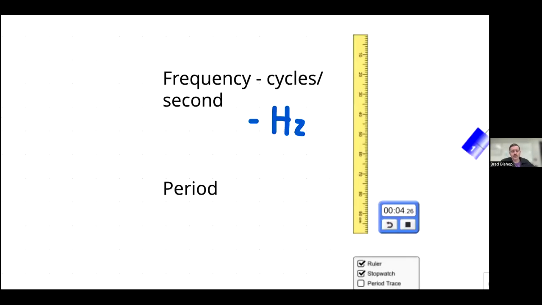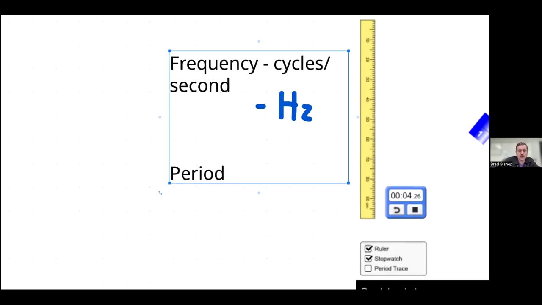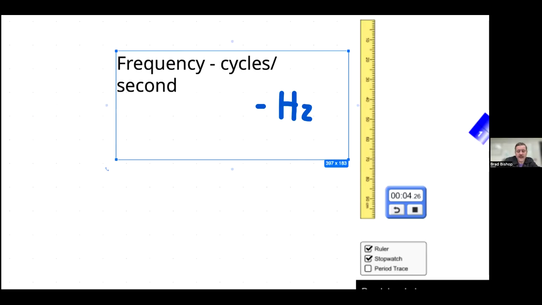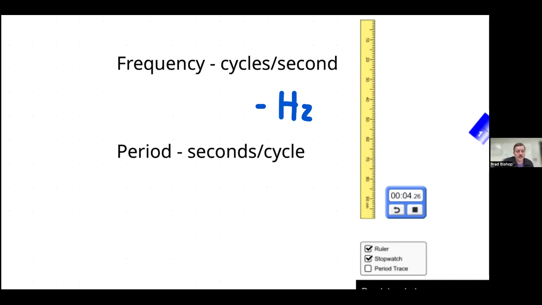So period is really similar to what frequency is going to be described as, where frequency is number of cycles per second. Period is going to be the number of seconds per cycle. So you'll notice these are related to each other. They are reciprocals of each other. So you'll see in your formula sheet, we do have a relationship between period and frequency. And the equation is really simple. We could write this one of two ways.